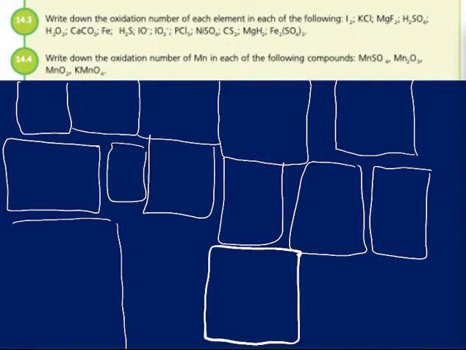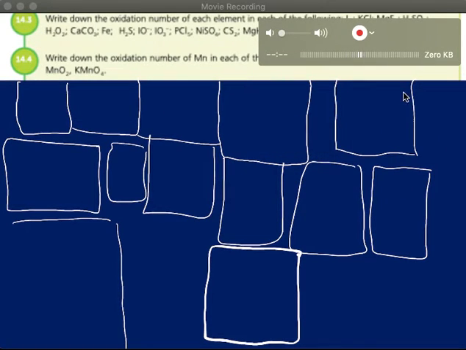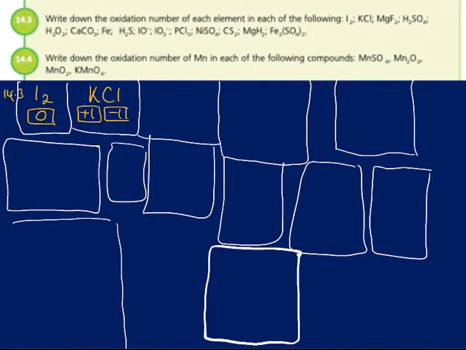Okay, I'm going to start showing you some of the solutions. So the I2, because it's an element, has a 0. For the KCl, the chlorine is -1. Potassium, because it's group 1, will be +1.